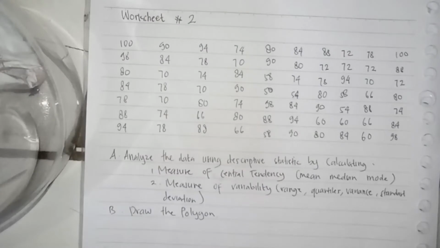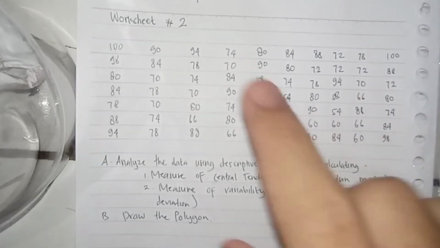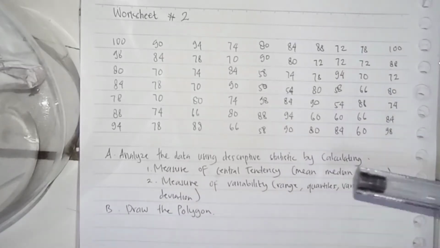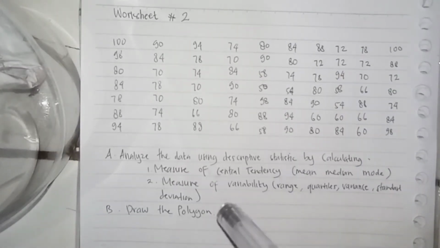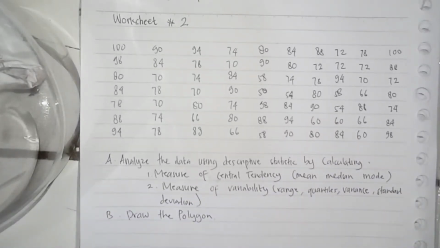192122004 and 6. In this video, I'm gonna give you a tutorial on how to finish your statistics assignment, particularly descriptive statistics. Here is the data and it has several questions. Those are, we have to measure central tendency such as mean, mode, median, and then measure variability such as range, quartiles, variance, and standard deviation. And we have to draw a polygon as well.